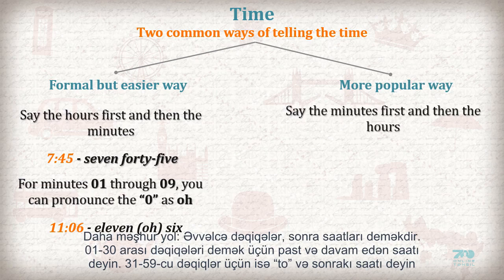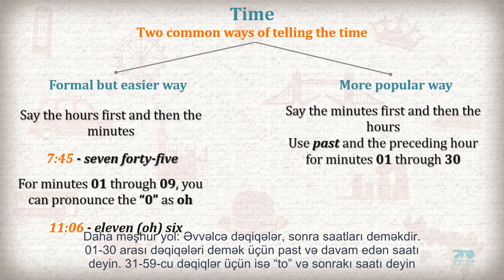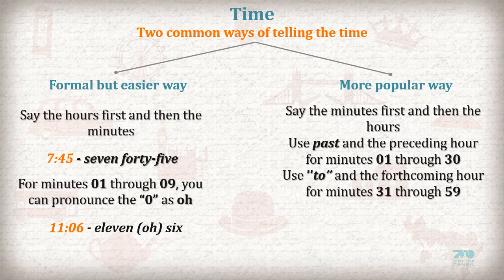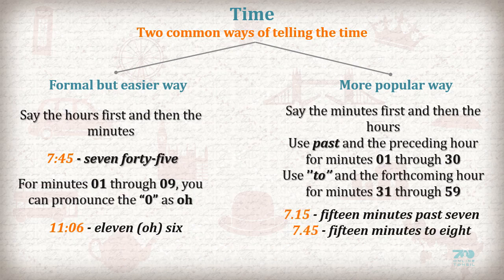More popular way: say the minutes first and then the hours. Use past and the preceding hour for minutes 01 through 30. Use to and the forthcoming hour for minutes 31 through 59. Example, 15 minutes past 7, 15 minutes to 8.